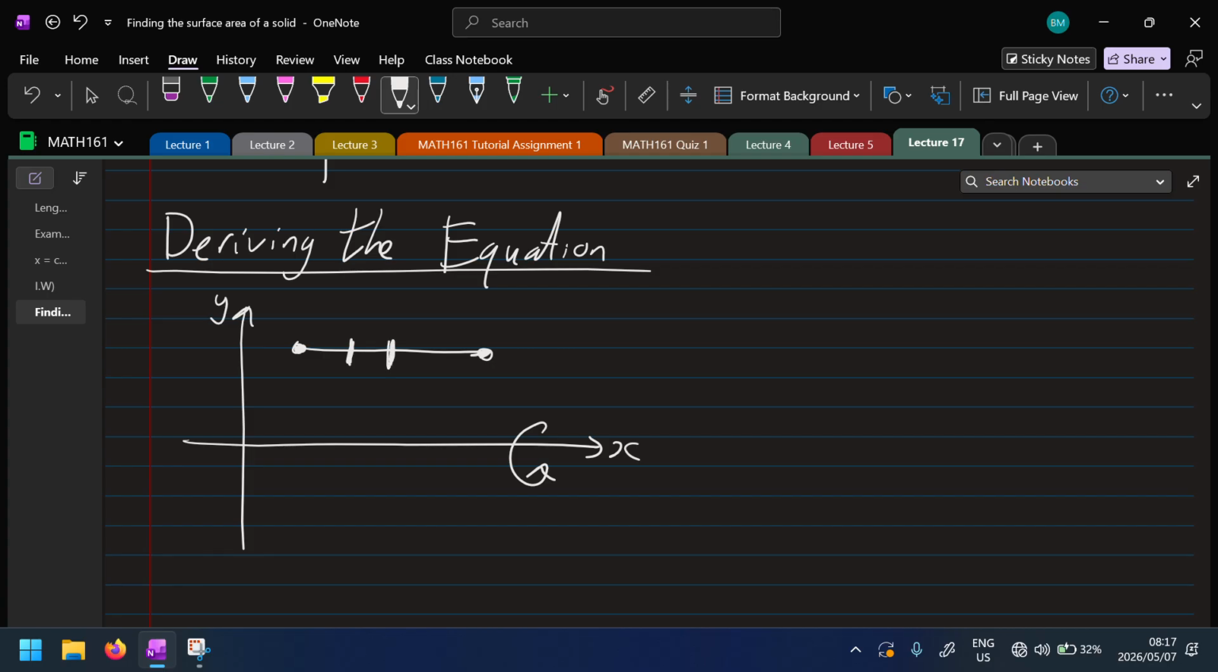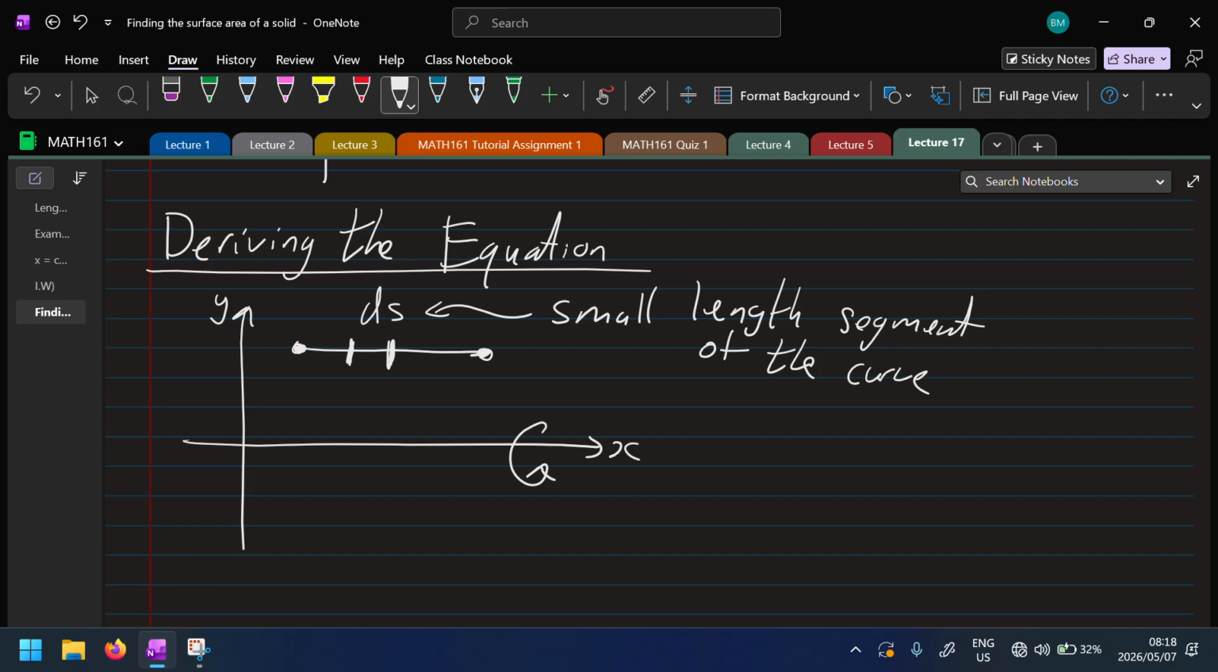Okay. Each section there is going to have a little length, right? And we know how to find the lengths of curves now. That's going to be ds from what we did before. So ds, that is a small length segment of the curve. Same ds from what we did earlier.